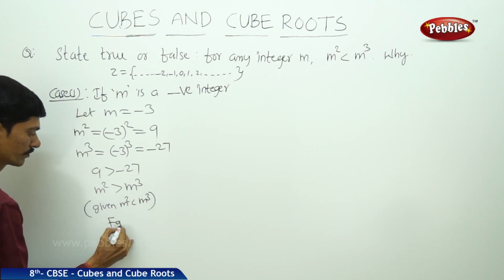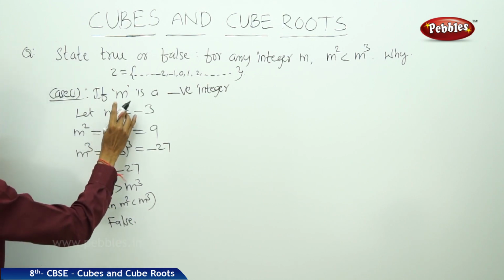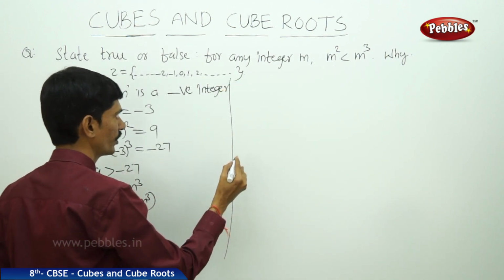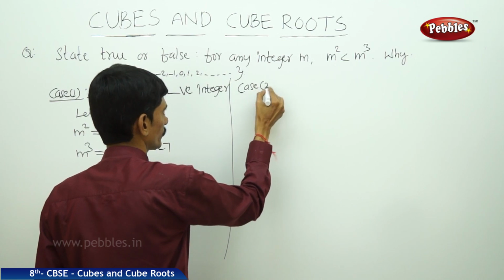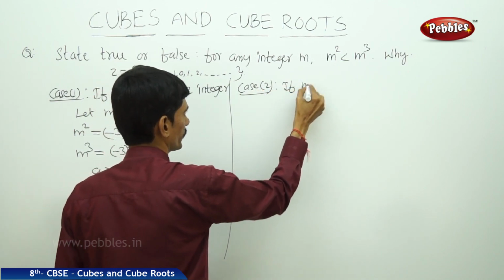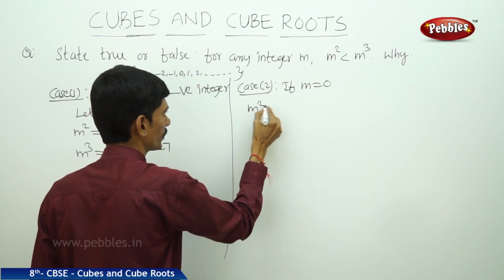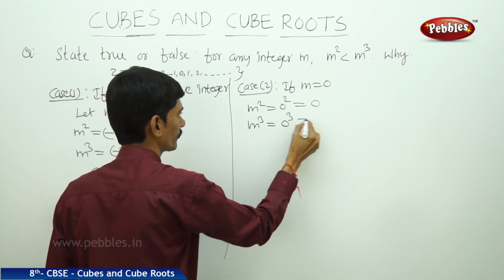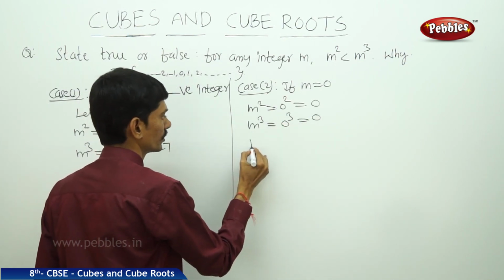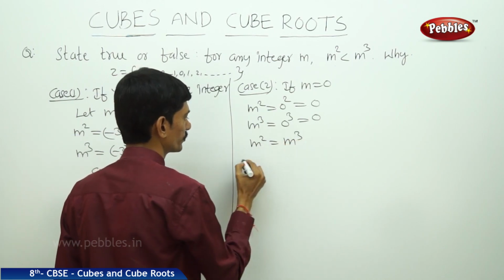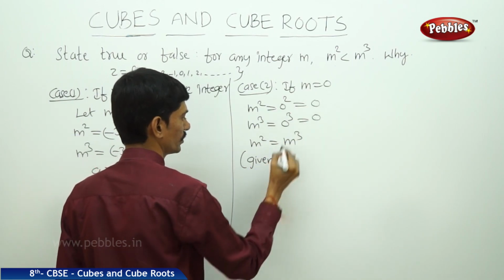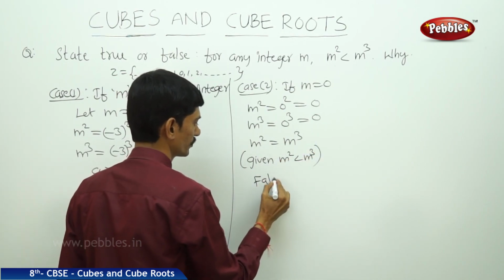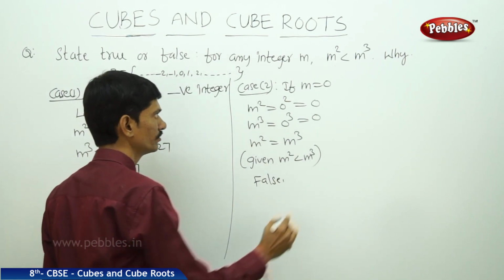So it is false. For the negative integer of m, the result is false. Now we will check in case of m value 0. So the case 2, if m equals 0. Now m square equals 0 square equals 0, and m cube equals 0 cube equals 0. Then m square equals m cube. But what is given here in the question? m square less than m cube. So it is false in case of m value 0.